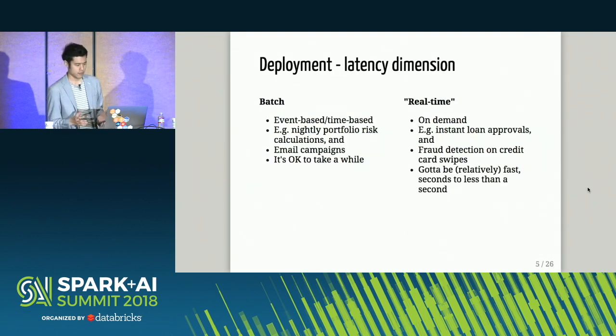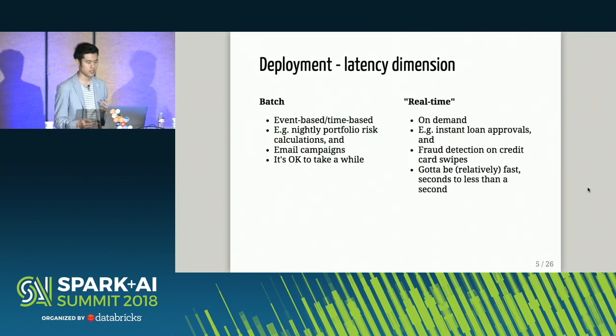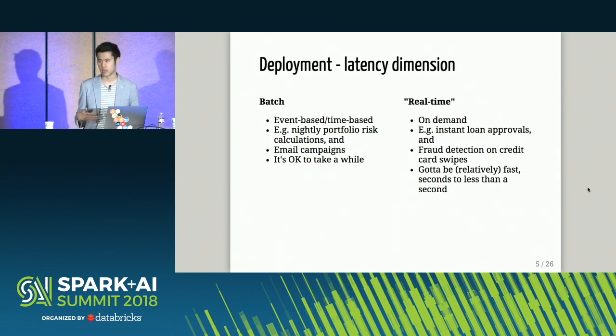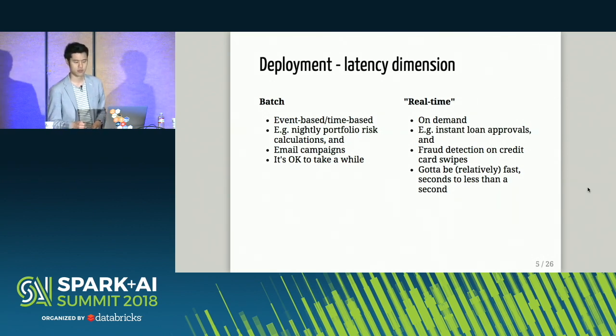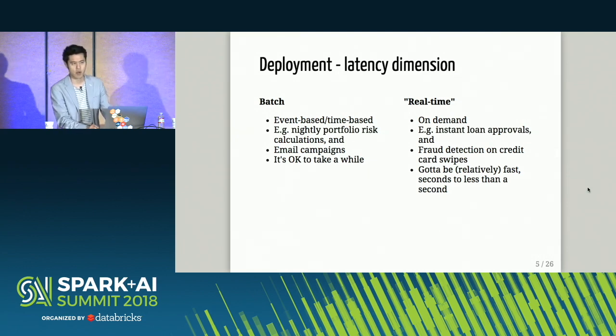So one way to look at the different modes of deployment is to look at how quickly you need the predictions to be returned. On one end of the spectrum, you have batch processing. So you might need to score tens of millions of rows, and this could be event-based or time-based. A use case could be, if you're a bank, every night you want to compute risk scores on your entire portfolio. In this case, it's okay to take a while, a few minutes, even a few hours.